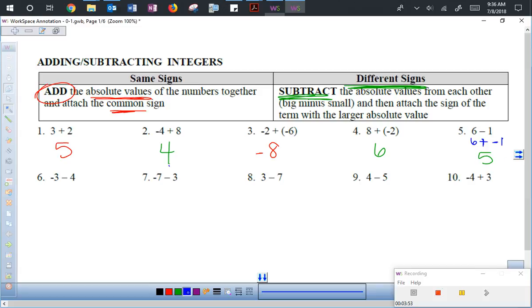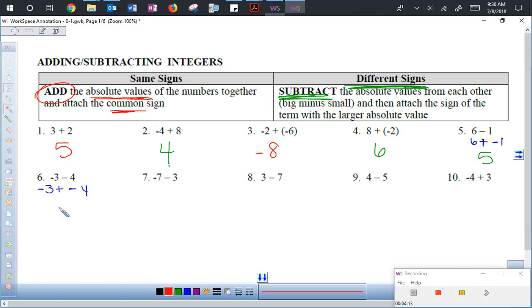On number 6, if you will look, we have a negative 3 minus a 4. Now I want to rewrite that again as a negative 3, and instead of a minus I want a plus, but that minus sign still has to go somewhere, so we're going to go negative 4. So I have a negative 3 plus negative 4. Now, negative 3 and negative 4 have the same sign, so here's where I want to add the two numbers together.